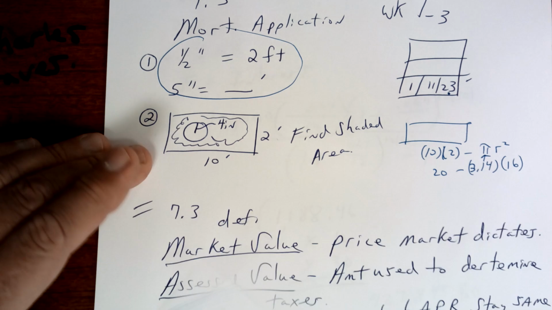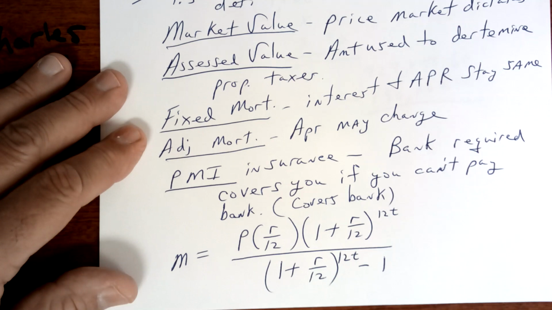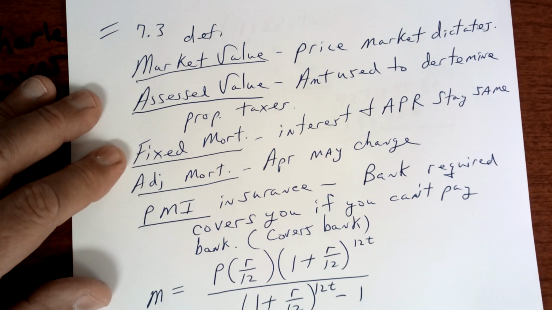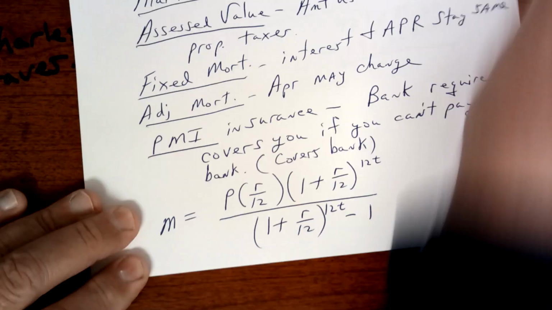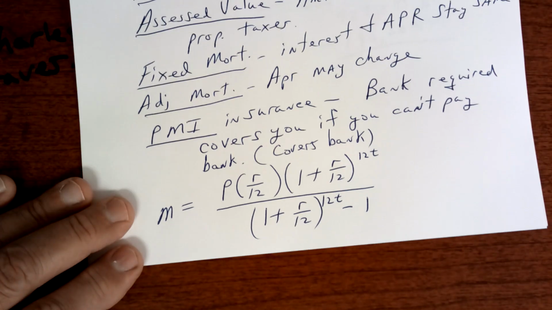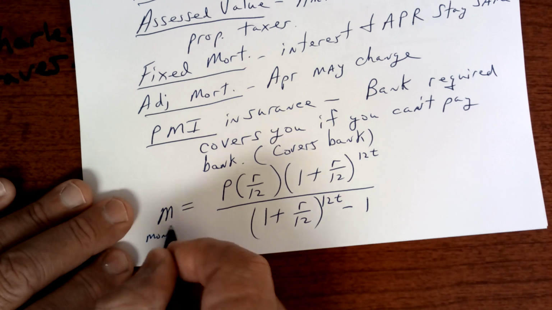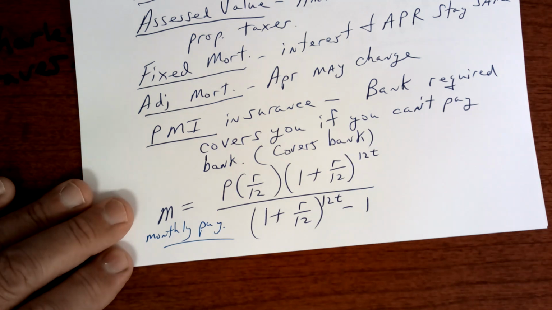Anyway, on a new sheet of paper, we're talking about something very important, and it might not be important to you yet, but it will be one day, so pay attention. Copy this down, all these definitions, and then copy down this formula here. This is actually how you compute your mortgage payment, your monthly payment. So this right here is monthly payment.